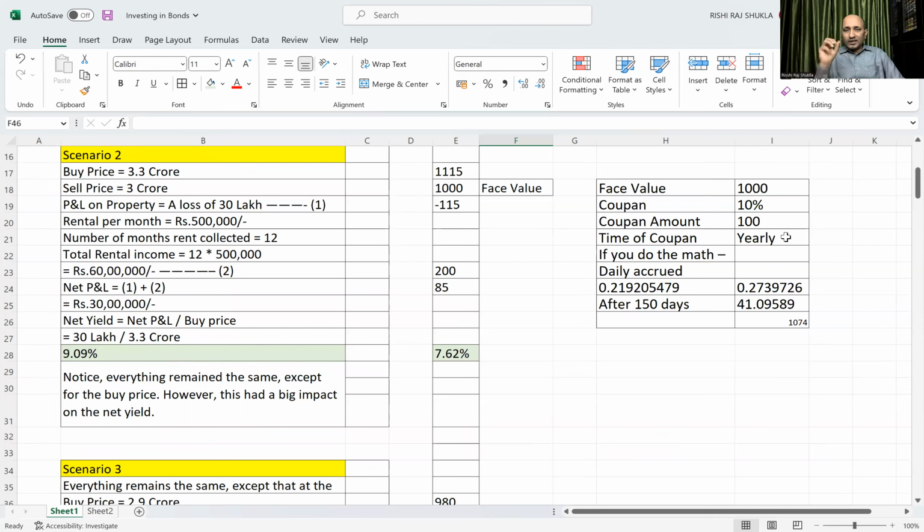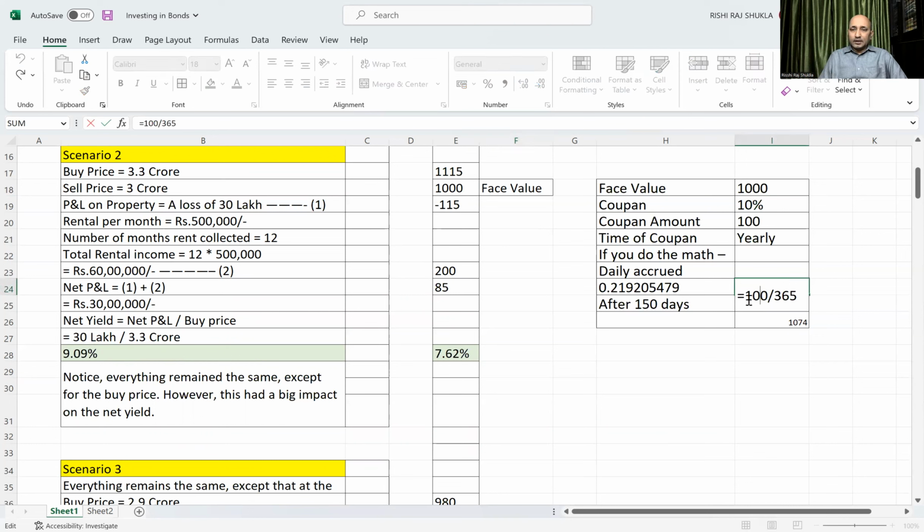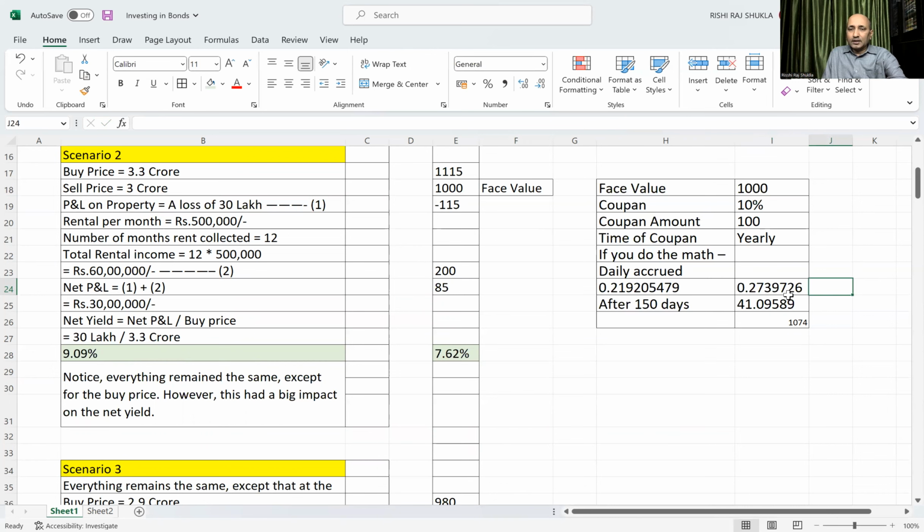So if you do a simple calculation, the coupon amount you are getting after 1 year is 100 rupees, divided by 365 because there are 365 days in a year. So we can see here 0.273972 rupees of daily accrued interest.